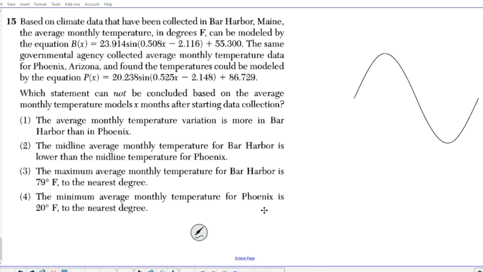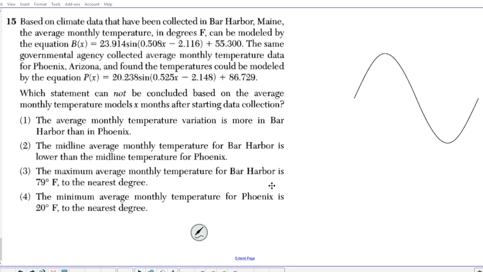Alright, let's take a look at question number 15. It reads, based on climate data that have been collected in Bar Harbor, Maine, the average monthly temperature in degrees Fahrenheit can be modeled by the equation B of x equals 23.914 sine 0.508 minus 2116 plus 55.300.